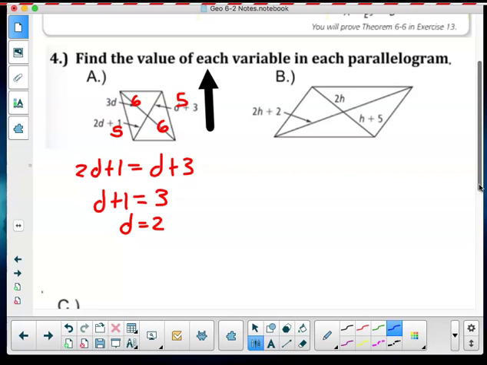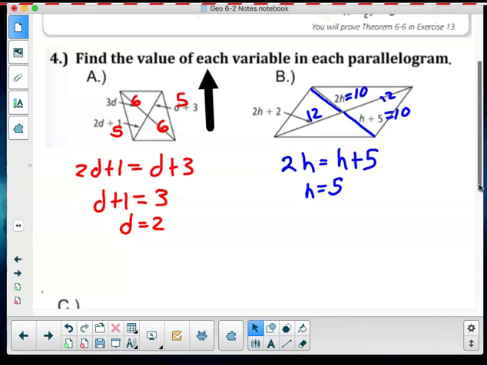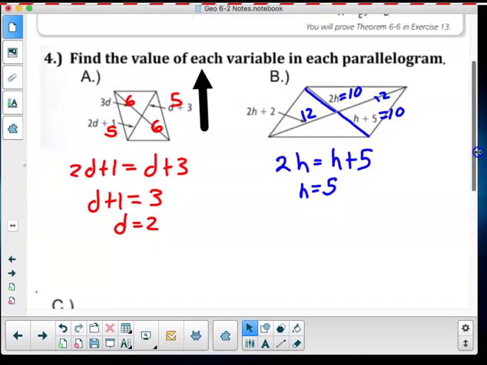Welcome back. Remember, some of this is you identifying which one's which, okay? All right, so I've got 2h is equal to h plus 5. Well, I subtract and h is equal to 5. Well, that means this is 10, and this is 12. And this would also be 12, since it is a parallelogram and diagonals bisect each other.